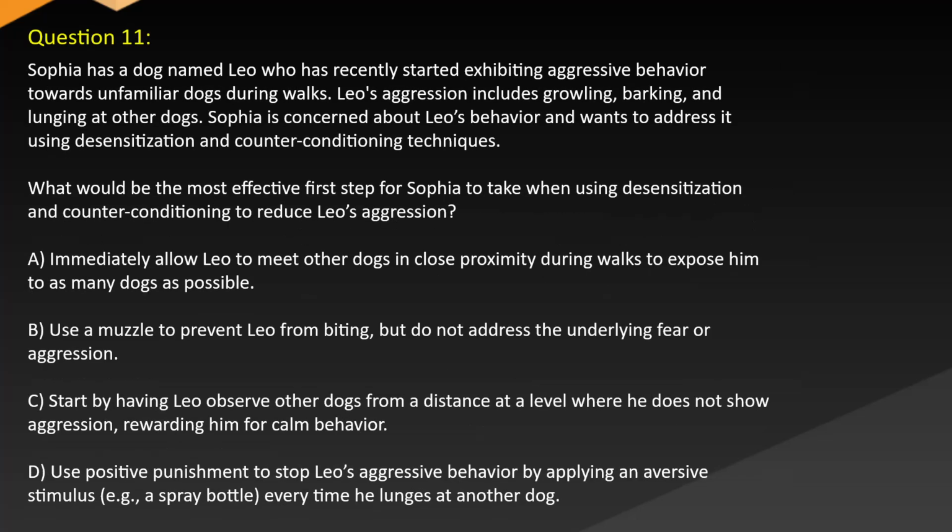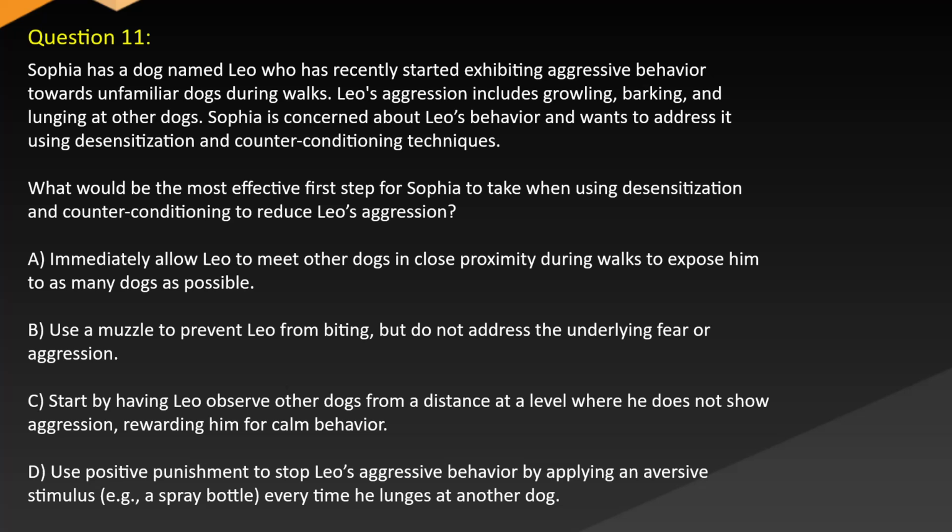Question 11. Sophia has a dog named Leo who has recently started exhibiting aggressive behavior towards unfamiliar dogs during walks. Leo's aggression includes growling, barking, and lunging at other dogs. Sophia is concerned about Leo's behavior and wants to address it using desensitization and counter-conditioning techniques. What would be the most effective first step for Sophia to take when using desensitization and counter-conditioning to address Leo's aggression?